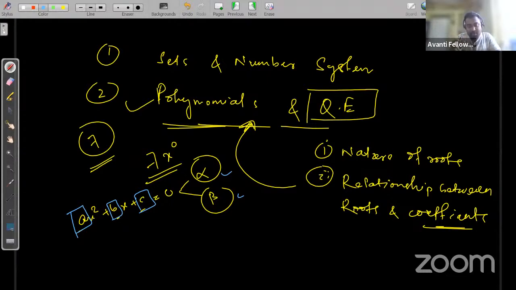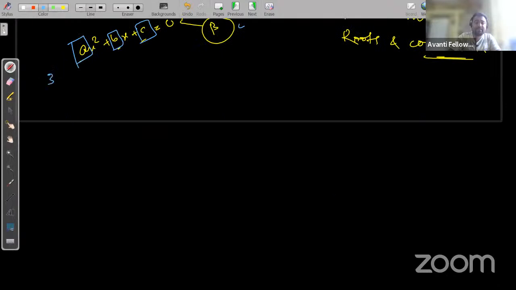But quadratic equation is a separate topic which we'll cover in the class 11 syllabus also. In that time we'll go very deeply into those concepts. Here we'll just learn the basic things of quadratic equations. So this is the second session of our first chapter. What is the third session? In the third session we'll cover linear equations in two variables and determinants.